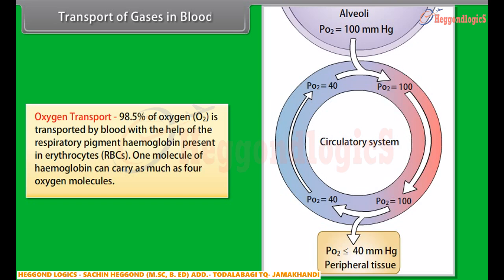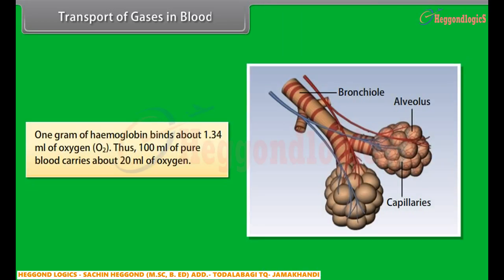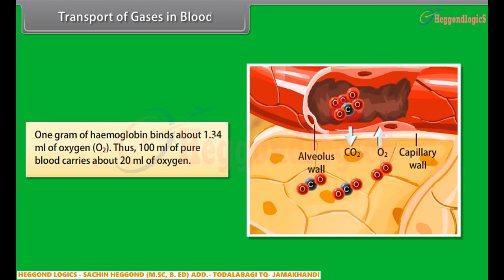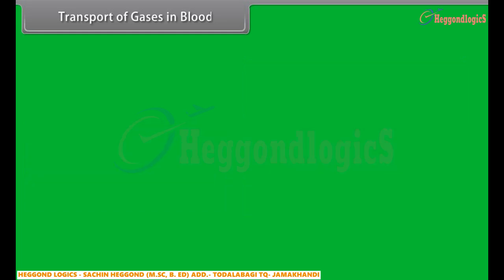98.5% of oxygen is transported by blood with the help of the respiratory pigment hemoglobin present in erythrocytes, RBCs. 1 molecule of hemoglobin can carry as much as 4 oxygen molecules. 1 gram of hemoglobin binds about 1.34 ml of oxygen. Thus, 100 ml of pure blood carries about 20 ml of oxygen.